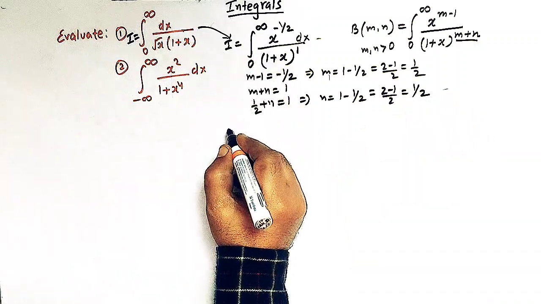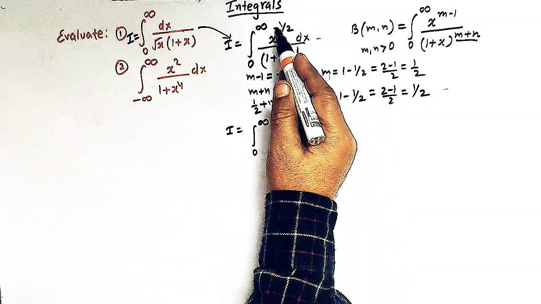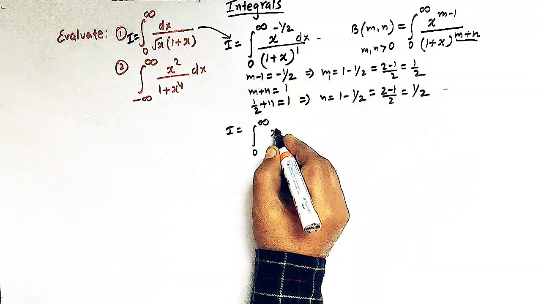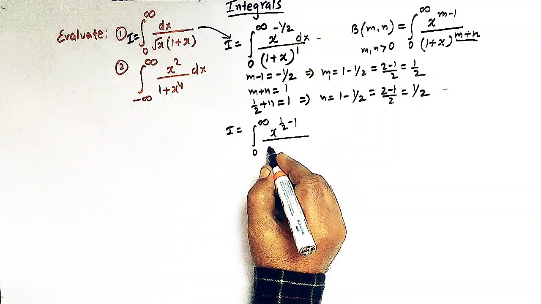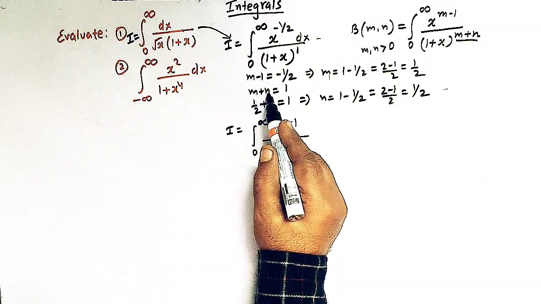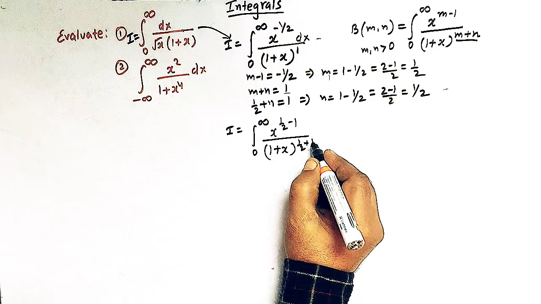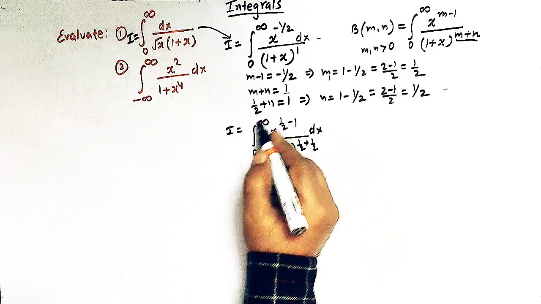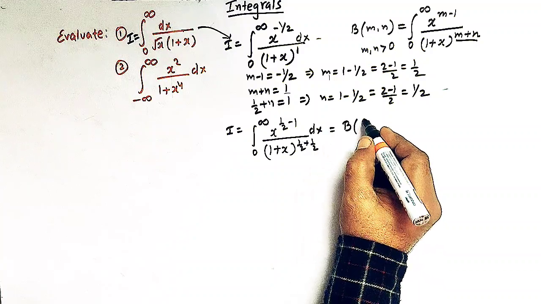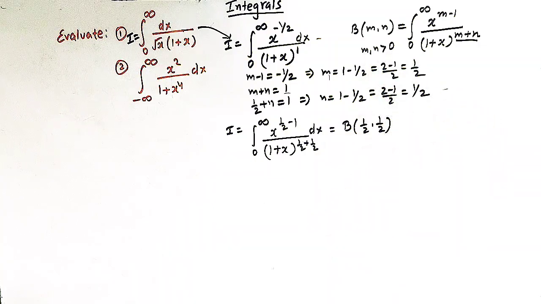So now this integral I can now be written as 0 to infinity, and x raised to minus half can be written as m minus 1, and m is half, so we have half minus 1, and here we have 1 plus x raised to 1. Now 1 can be written as m plus n, right? So m is half and n is also half, so we have half plus half, right? So now this integral is of this form, so we can now write this as beta half comma half, and obviously half and half are greater than 0.